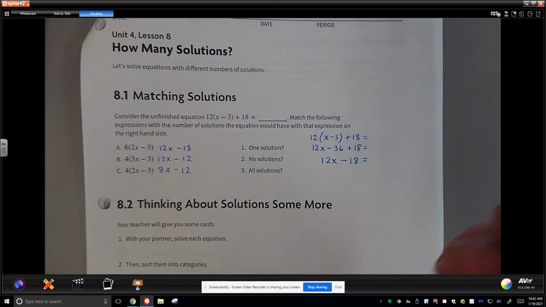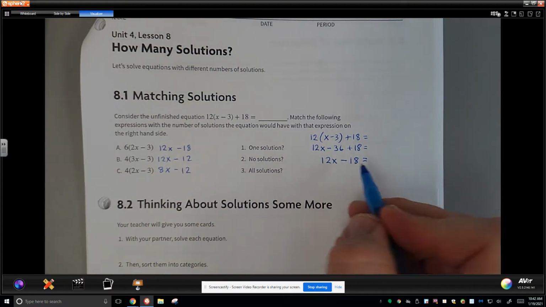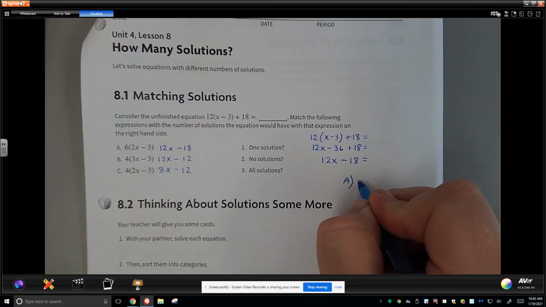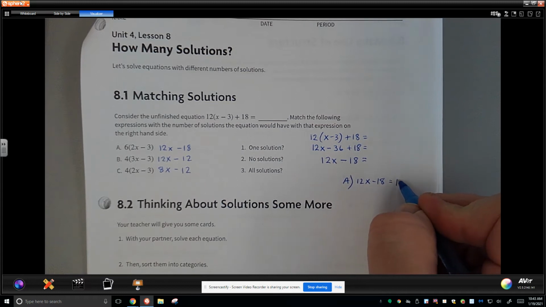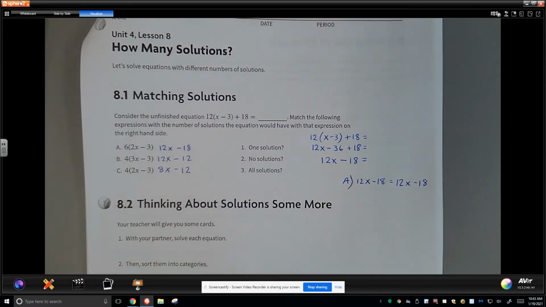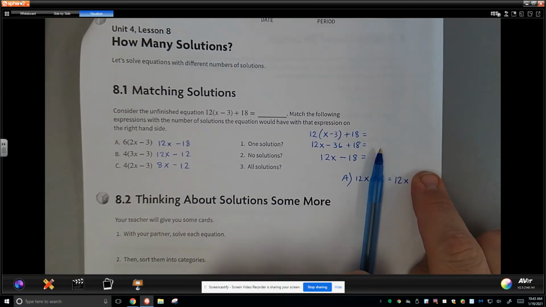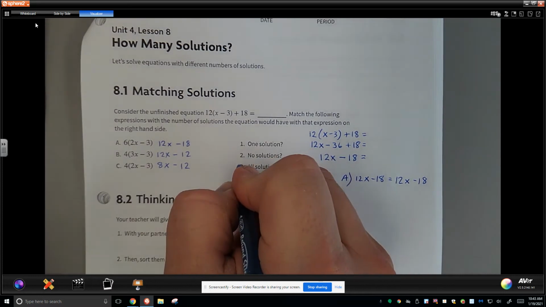Now, given these structures, what I'm going to look for is I'm going to compare these expressions across to each other. The very first expression, I know this is 12 times x minus 18, and when I compare that to the other one, A is going to be 12 times x minus 18, as we see right here, is equal to 12 times x minus 18. The very first thing I notice is that the expressions are exactly the same. That means even if I added 18 to both sides, that would eliminate the 18, leaving me just 12 times a number. And I know that 12 times the exact same number will always come out the same. I know that this first one goes to all solutions.